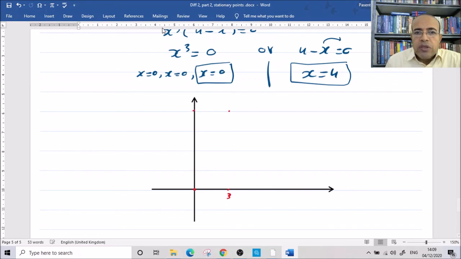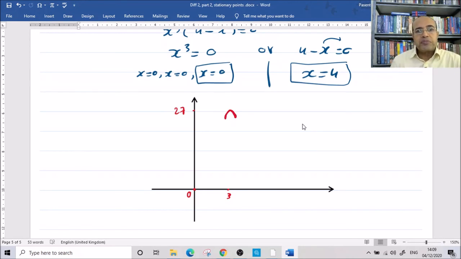Take care. Don't put 0, 1, 2, 3. It's wrong because the question said sketch. If it said draw, you could write 0, 1, 2, 3. So we just put the required points, the important points. So this is the maximum. It is the top. So the curve goes like this.